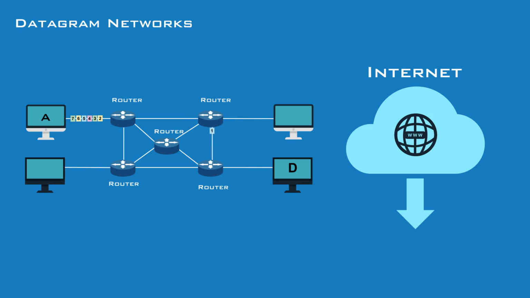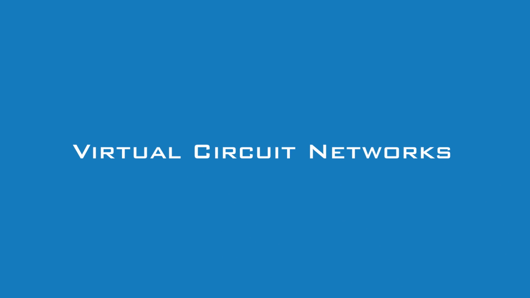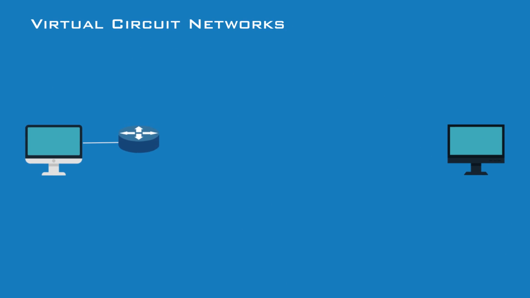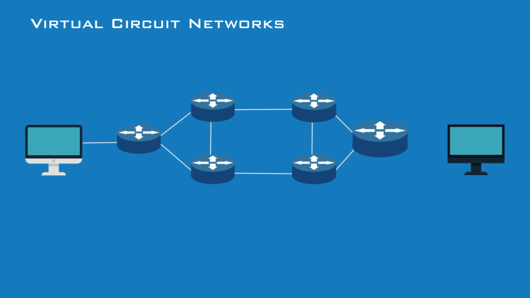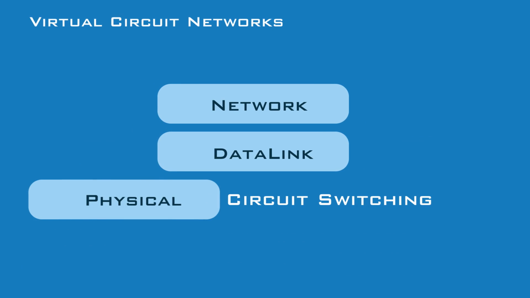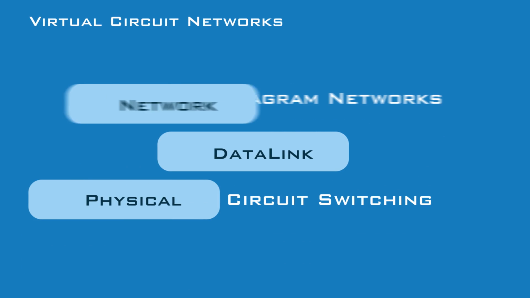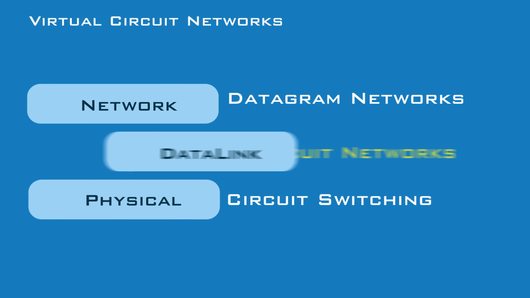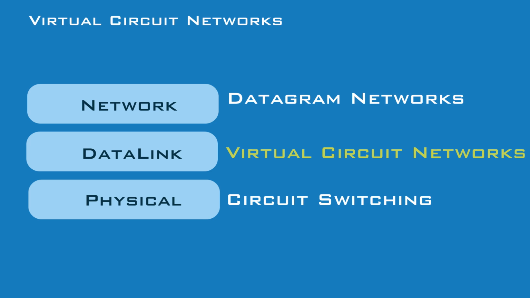We have seen the data transmission in datagram networks. Now let us see how data transfer happens in virtual circuit networks. Virtual circuit networks use connection-oriented switching like circuit-switched networks, that is, resources must be allocated before data transfer. We already know, circuit switching happens at the physical layer, and switching in datagram networks happens at the network layer. But in virtual circuit networks, switching happens at the data link layer.